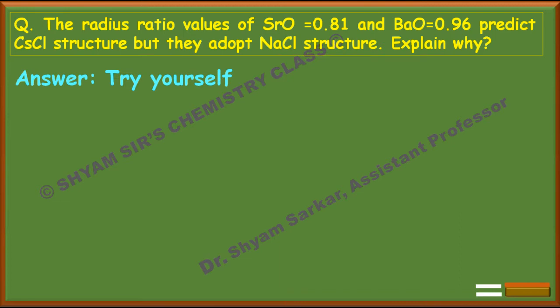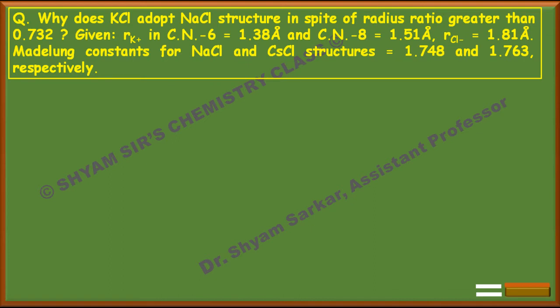Okay, let us see this problem. Here, this is a very important question. They asked why KCl adopts the rock salt structure in spite of a radius ratio greater than 0.73.